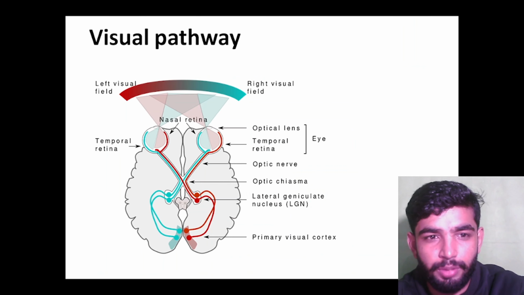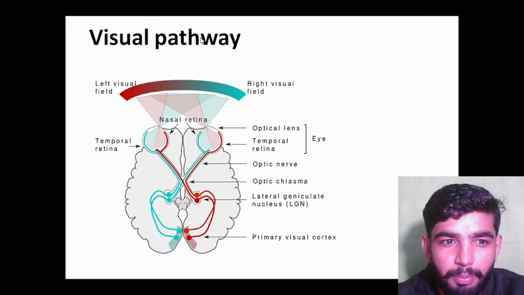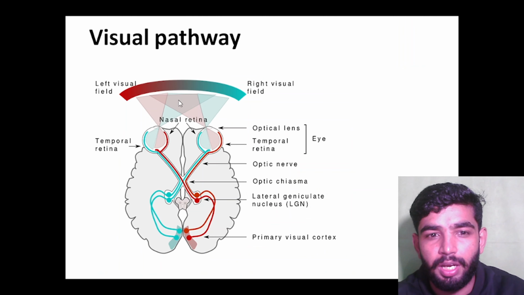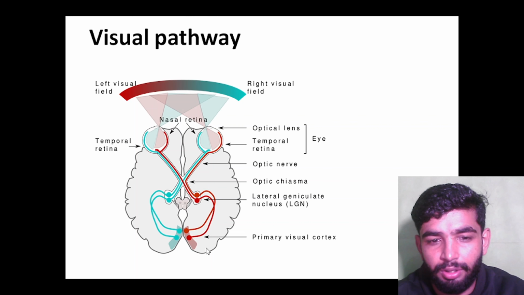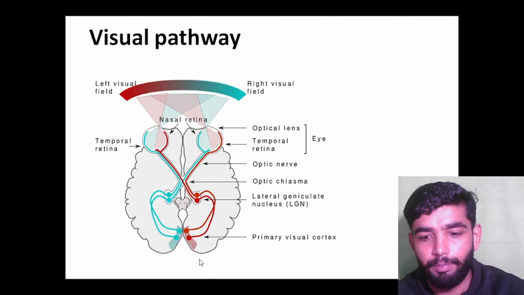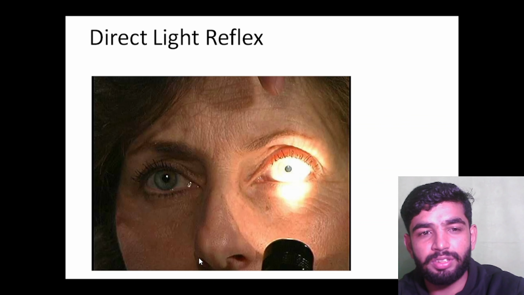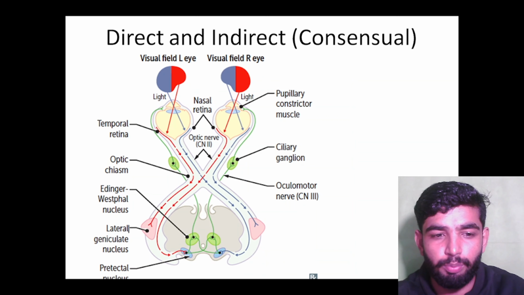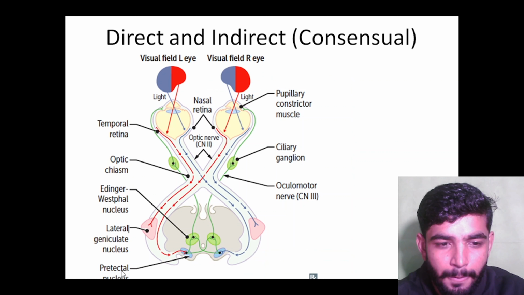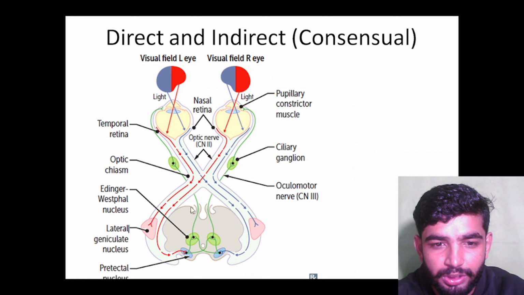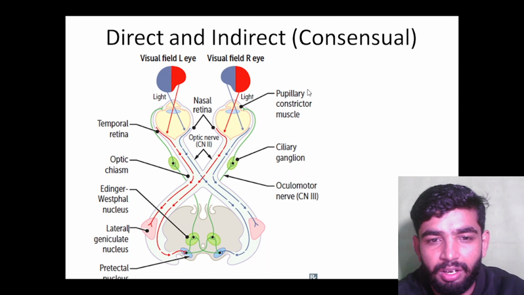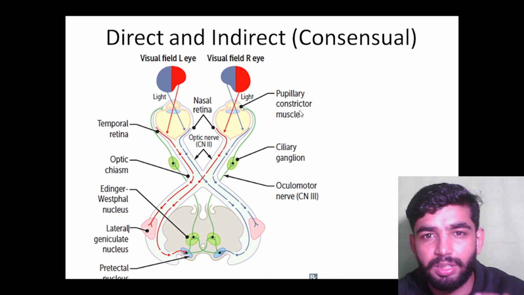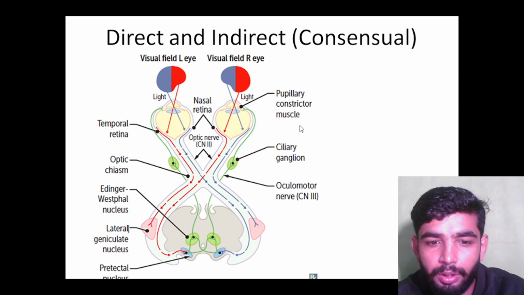Here, the most important things: we discussed the visual pathway, vision, the lateral geniculate nucleus, and the primary visual cortex. Next we discussed the direct light reflex, the indirect or consensual reflex, and their pathway, which most importantly involves the pretectal nucleus, Edinger-Westphal nucleus, then the ciliary ganglion, then the pupillary constrictor muscle and constriction of the pupil.